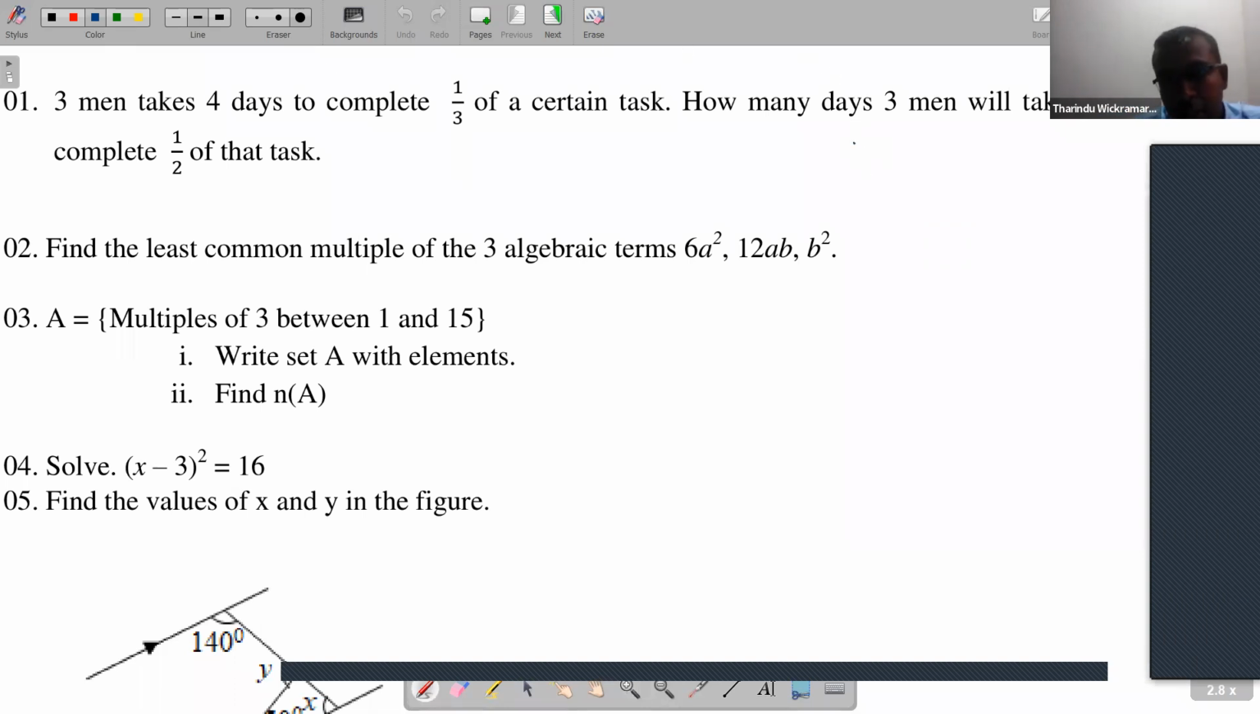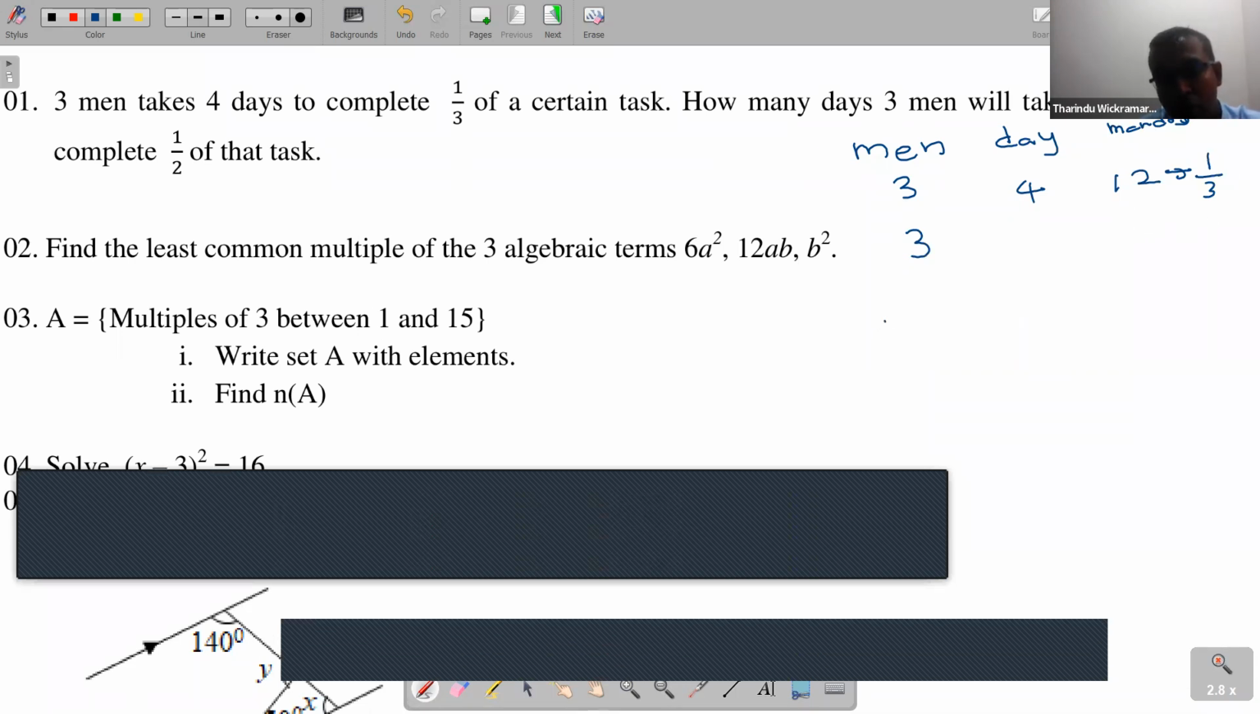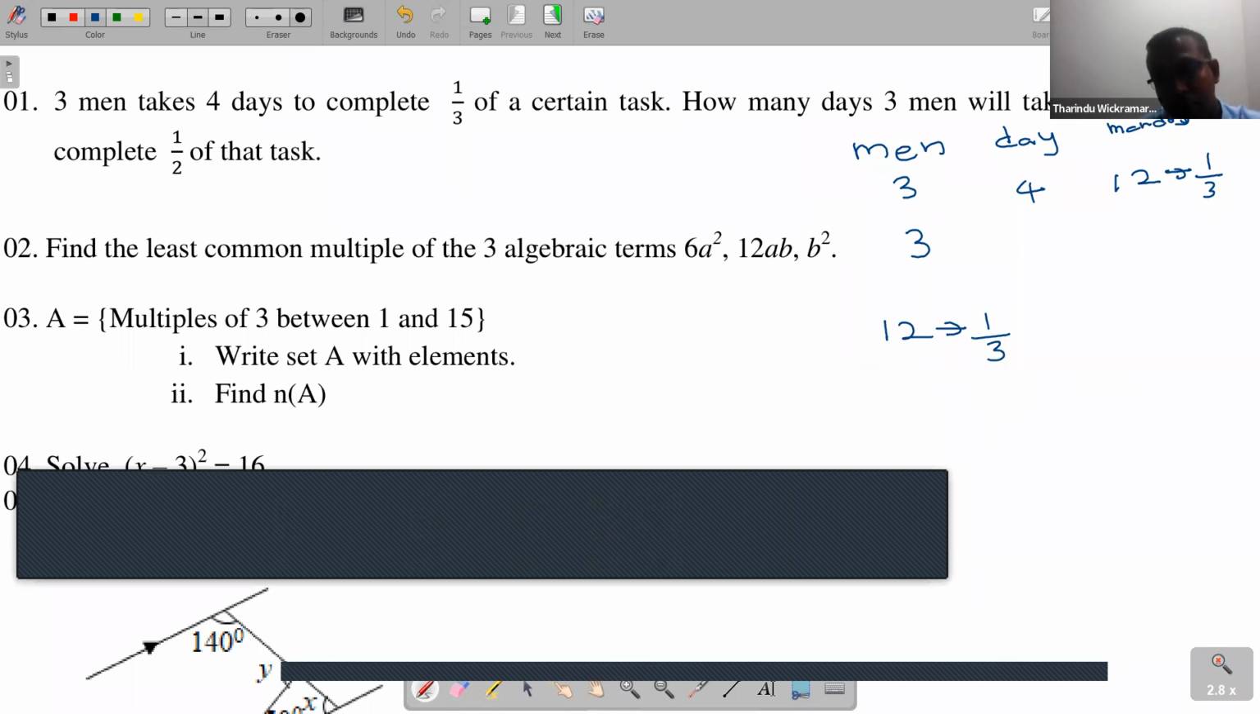So what is given in this question is there are 3 men. They take 4 days to complete 1/3 of a certain work. So 3 into 4 means 12 man days. So this is 1/3 of the work. They are asking how many days 3 men will take to complete half of the work. So 12 is 1/3. So total work is 3/3, no?